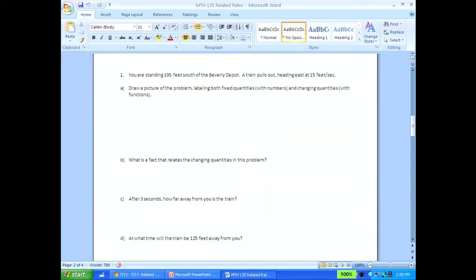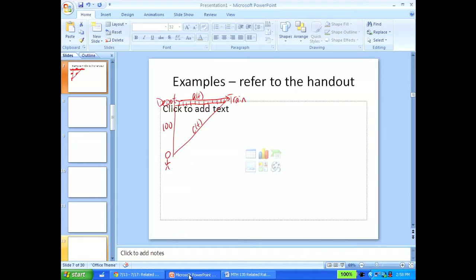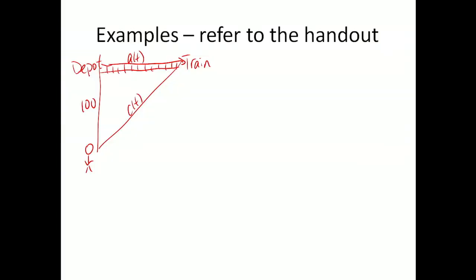So part B says, is basically step 2. Come up with a fact, an overarching fact, a master equation, that ties together the changing quantities in this problem. Okay? All right. So I'm looking for a fact that ties together the quantities in my problem.